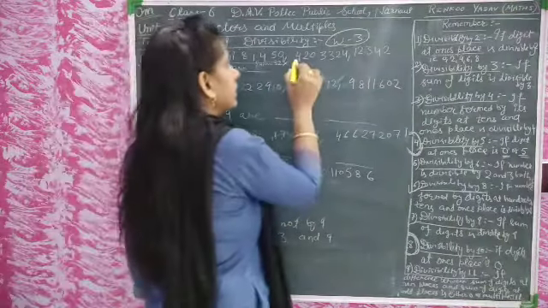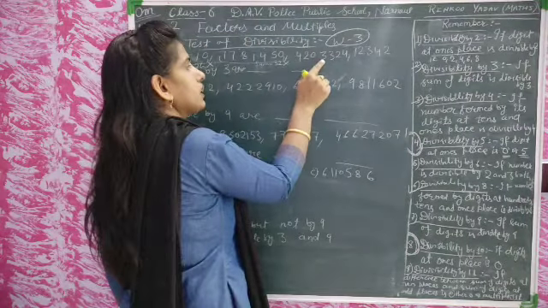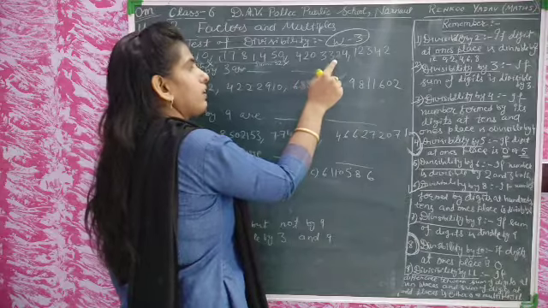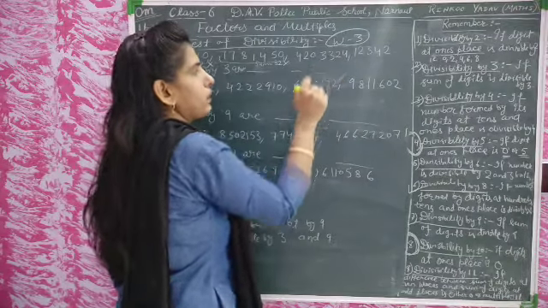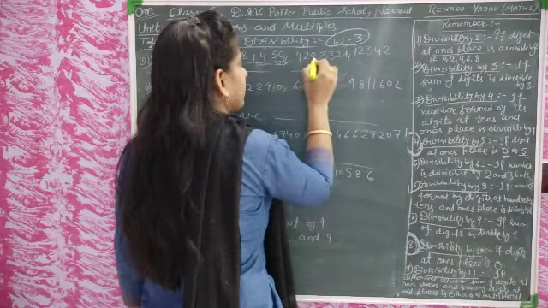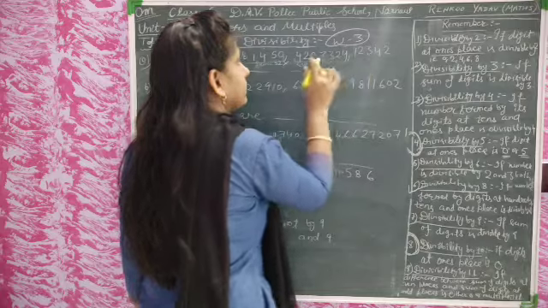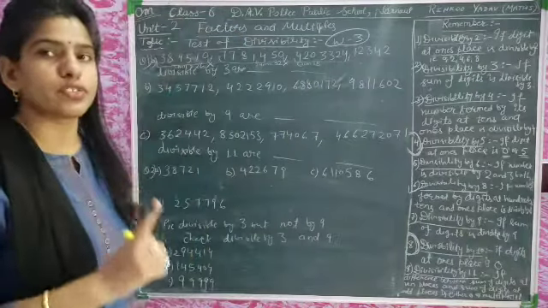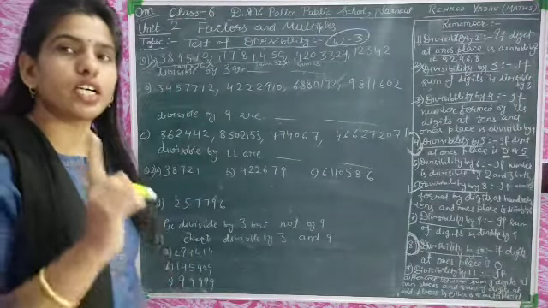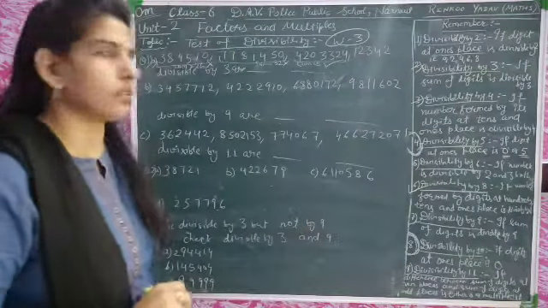Now check the next part. 4 plus 2, 6. 6 plus 0, 6. 6 plus 3, 9. 9 plus 3, 12. 12 plus 2, 14. 14 plus 4, that is 18. The sum is 18 here and it is divisible by 3. 3 6s are 18. So it is a number divisible by 3.